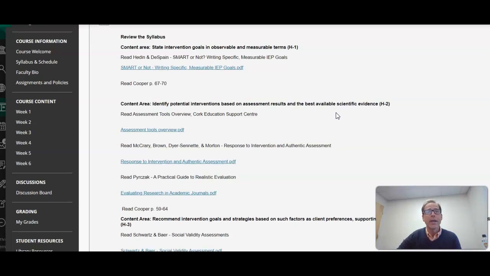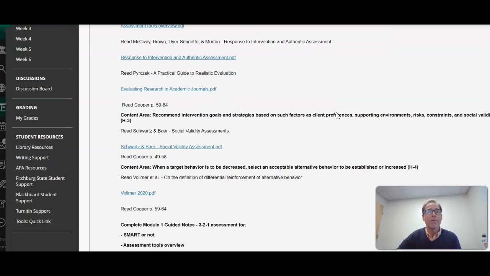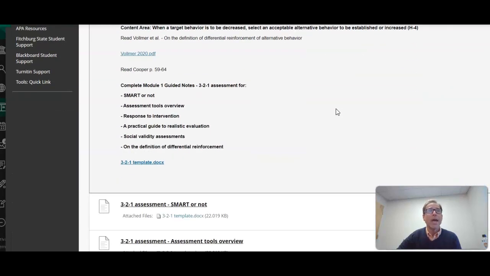And then finally, again with all of these modules, you'll see that the articles have a 3-2-1 assessment for you to complete on each article, which is just basically a way for you to weigh in briefly about things that you learned, questions that you might still have, just a way to be able to think back critically on each of the articles that you're reading for the modules.